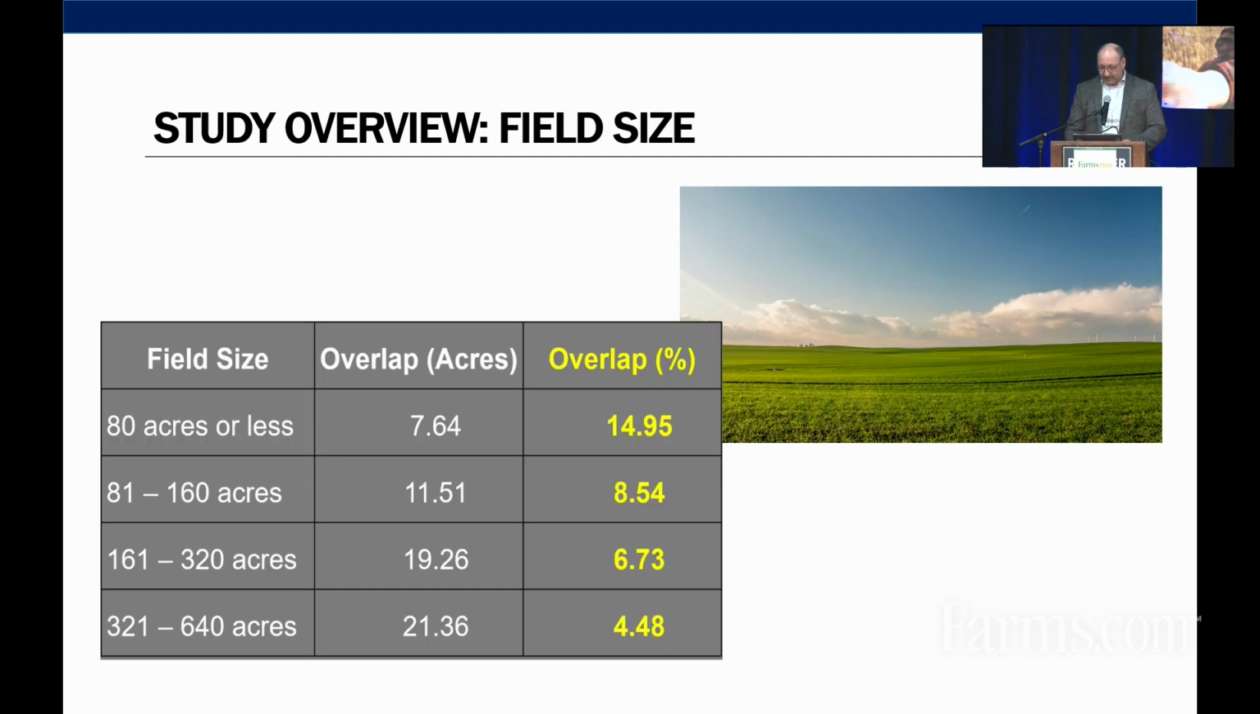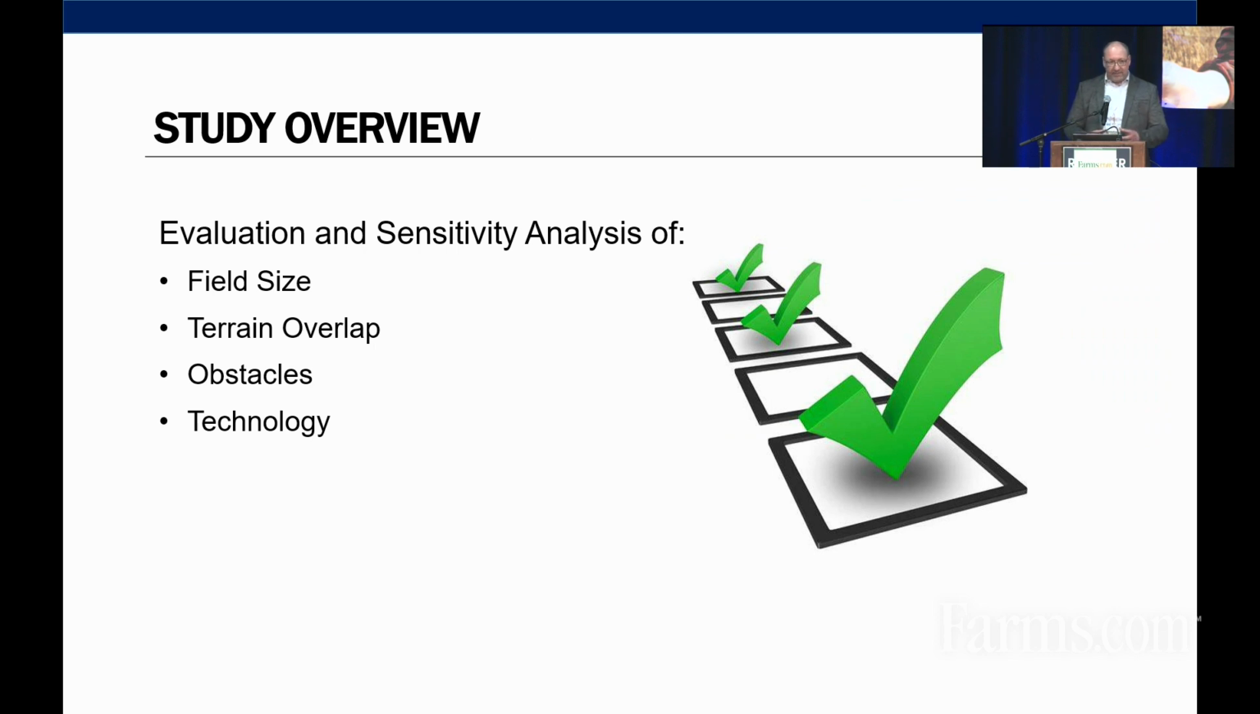And when we looked at this, going back one, we looked at 64 different fields as part of that initial study to understand what the overall overlap is and how it varies with the different types of fields, whether it's seeding, spraying, or fertilizer, and then implement sizes as well.